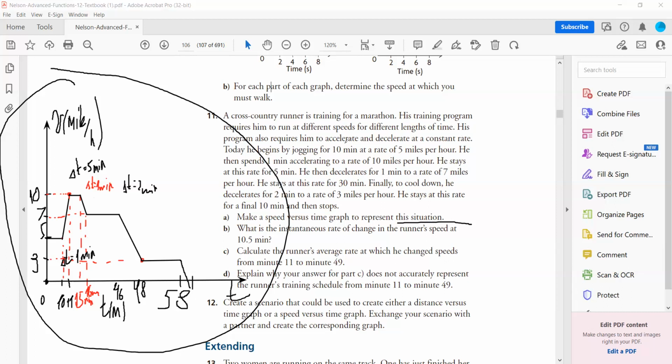So the program requires him jogging at a constant rate. He begins 10 minutes at a rate of 5 miles per hour. This is exactly what we can see in the first block right here. I'm going to use some other color to highlight it. Let's say red one. No, let's use purple. So in this area, he was running constantly at the rate of 5 miles per hour for 10 minutes. Then he spends 1 minute to accelerate to a rate of 10 miles. This is the moment of time. Then he stays at this rate for 5 minutes. This is what we have here.